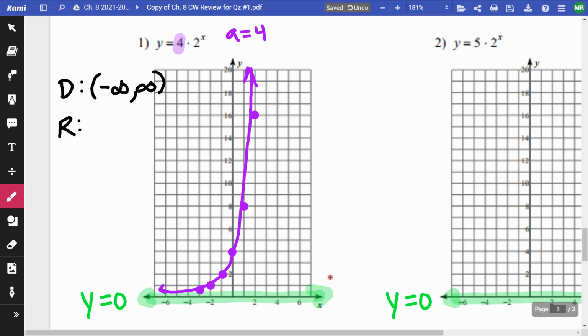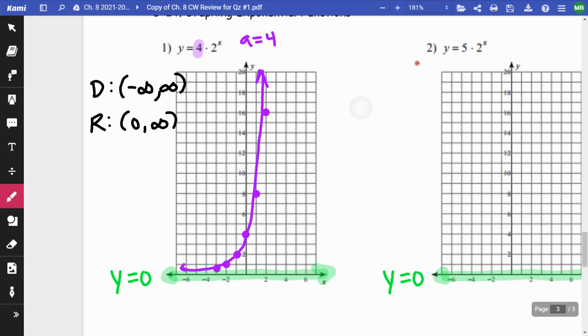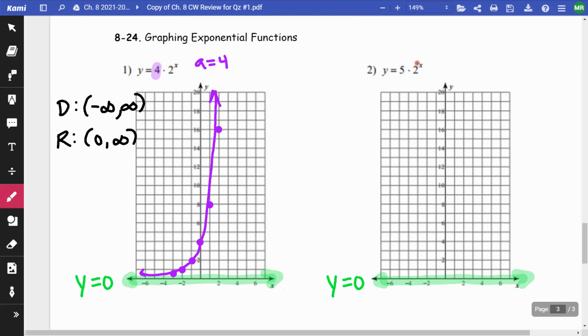My range is how low and how high does this graph go. So the lowest it goes is 0, but this asymptote means it's never going to cross or touch this. So it's going to go 0 open bracket, because we don't reach it, to infinity open bracket. So open bracket 0 to infinity. And this is going to be the domain and range for every one of our graphs here in Integrated 1 for exponential graphs.